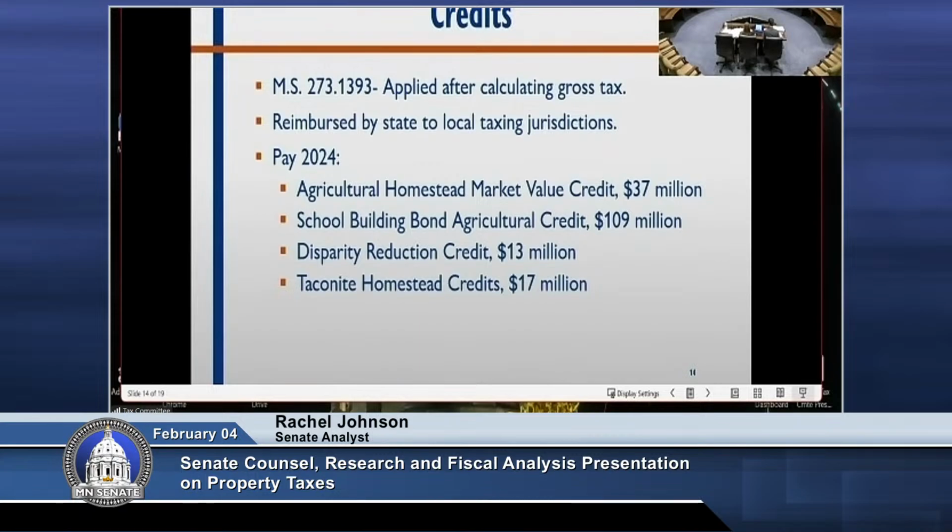The school building bond agricultural credit is a proportional credit on property tax attributable to the school's debt service levy and was 109 million in pay 2024. The disparity reduction credit reduces taxes on 3A and 4A property to 1.6% of taxable value in certain border cities and was 13 million in pay 24. And finally, the taconite homestead credit and the supplemental taconite homestead credit reduced taxes on homesteads in certain taconite mining areas, and together were 17 million in pay 24.